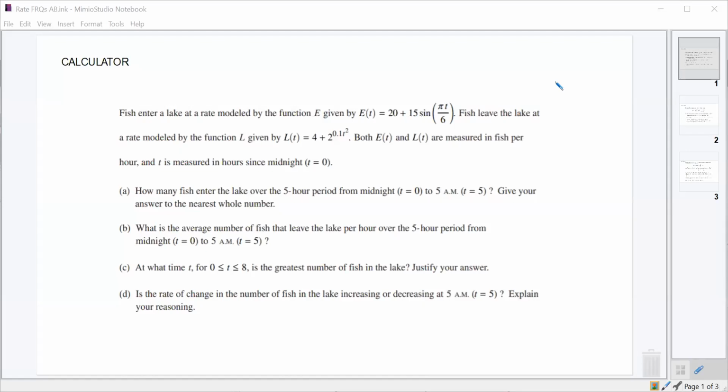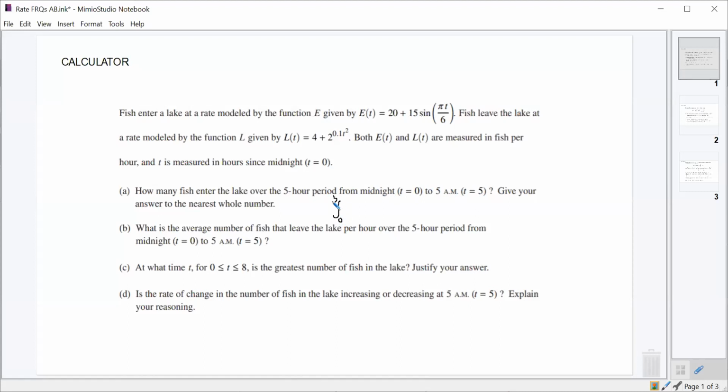This is from 2019 and it's a calculator problem. So we're looking at fish entering and leaving a lake, right? And we've got a function E of t that models the rate that they enter and L of t that models the rate at which they leave. So we want to know how many fish enter the lake from t equals 0 to t equals 5, from midnight to 5. So that should be straightforward enough.